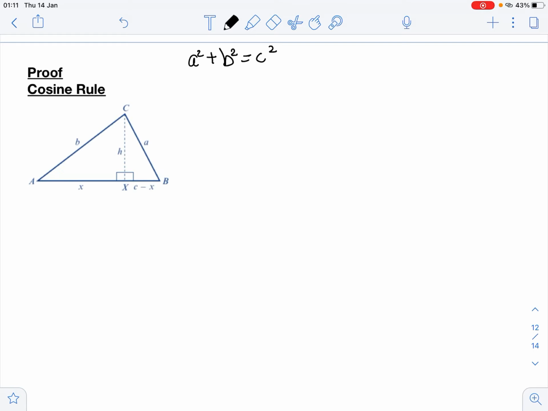So the first one will be triangle CAX. Let's look at triangle CAX, and we know that the shorter side will be x squared, then the height is plus h squared, and it equals the hypotenuse, which is the longer side, b squared.